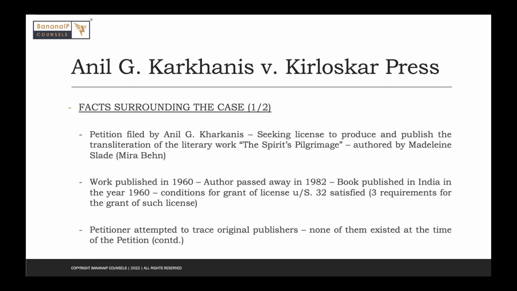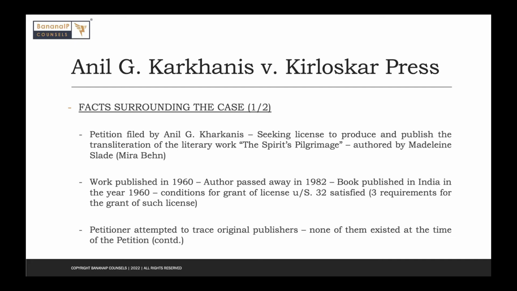Section 32 of the Copyright Act lays down 3 requirements for any applicant who seeks a license for publication of any literary work or dramatic work. The 3 conditions herein are as follows. First, the work needs to be published in India. Secondly, the publication of the work needs to be 7 years prior to the petition for that license. Thirdly, the petition needs to be filed properly under Form 6.